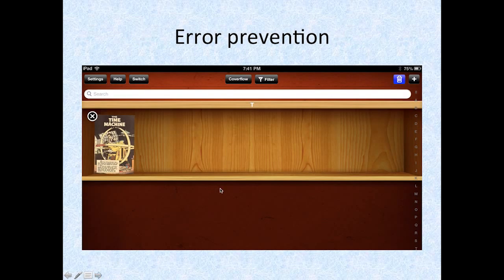Error prevention. There's not much error prevention. As you can see here, it has the delete. Basically, to delete items, you just click that little circle there and it's gone. It doesn't give you a confirmation to say, hey, are you sure you want to delete that? You just click it and it's gone forever. So it could do a lot better on error prevention.